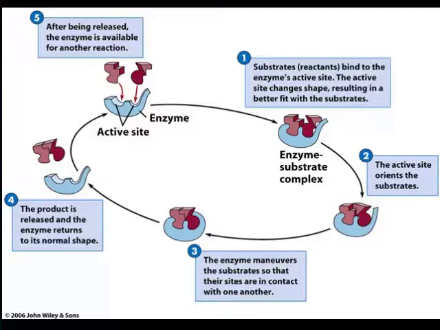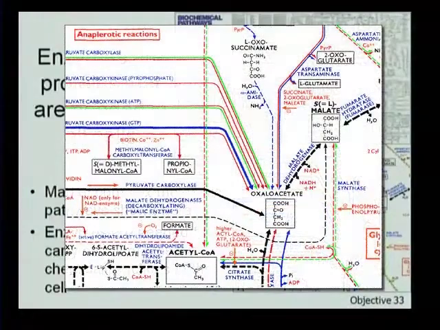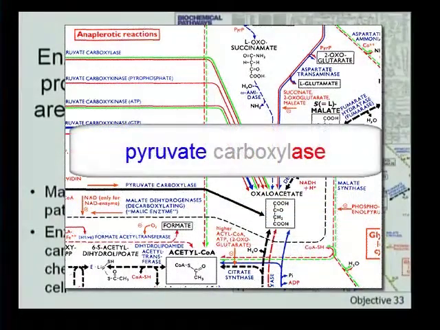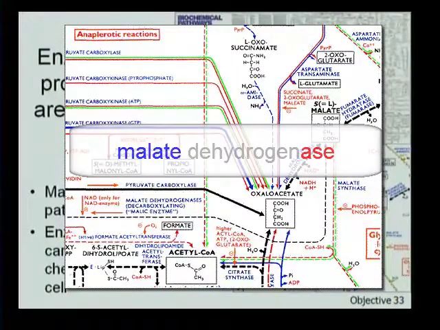Some of those enzymes that we saw earlier, we can make some sense of the names that we gave them. So in the case of pyruvate carboxylase, the substrate is pyruvate, and the functional group that it's acting on is a carboxyl group. In the case of malate dehydrogenase, the substrate that it's acting on is malate, and the functional group that it's acting on is a hydrogen ion.